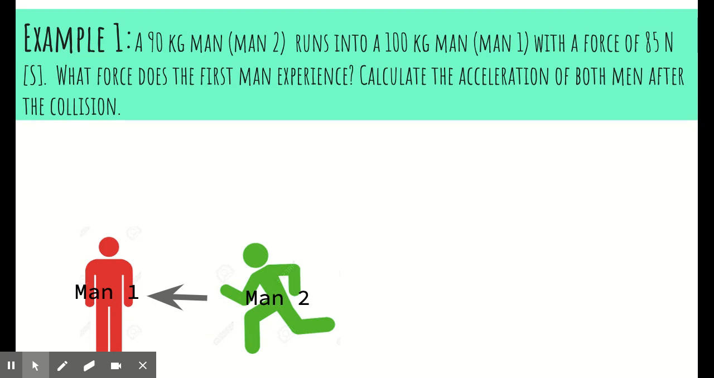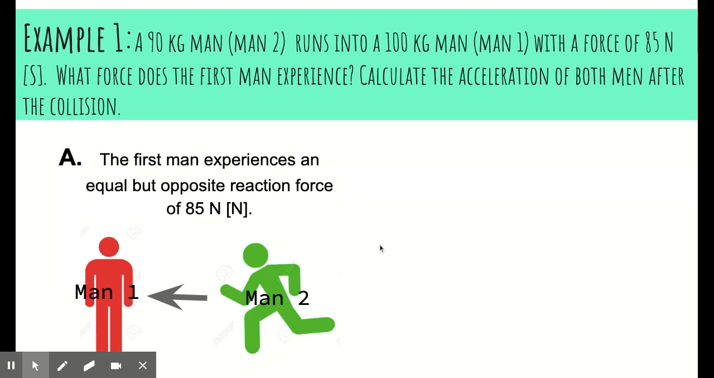So man 2 is the first man because he's running into man 1. So man 2 will experience the equal but opposite reaction force. If man 2 is running into man 1, he's applying a force to man 1, but he's also getting the same equal but opposite reactionary force. So if he's applying a force of 85 newtons south, he's going to get a reactionary force of 85 newtons north.